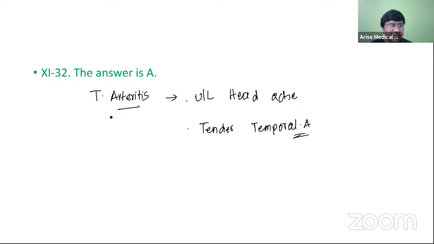In these patients with temporal arteritis, you have other manifestations also, like sudden onset blindness because of involvement of the ophthalmic artery. And these patients also have jaw claudication.